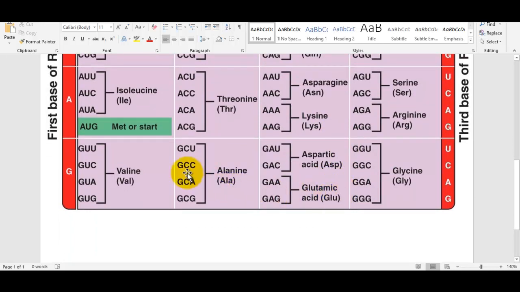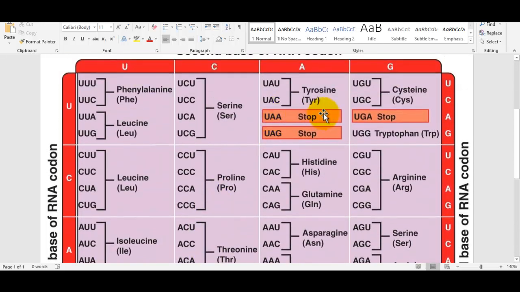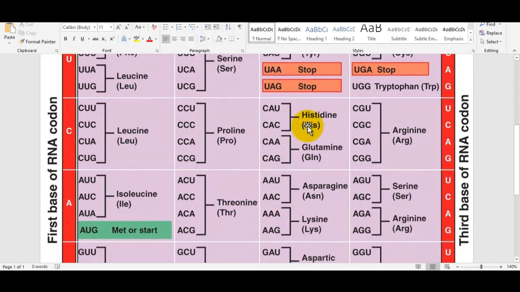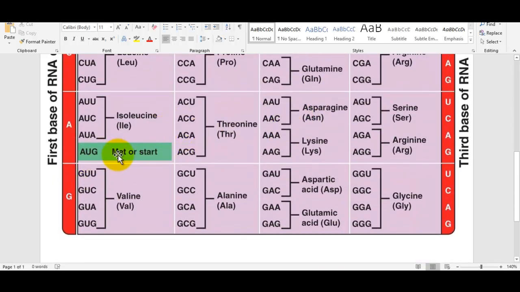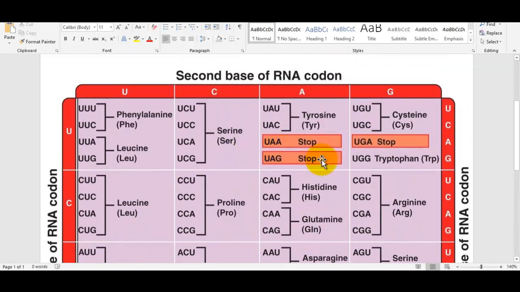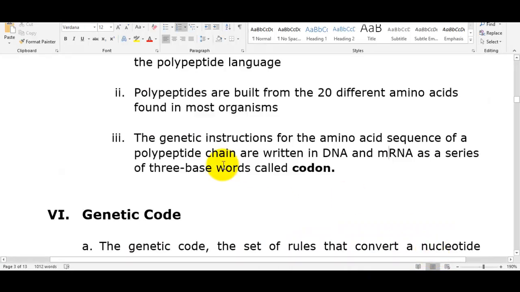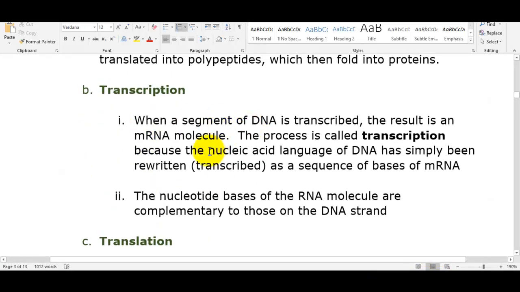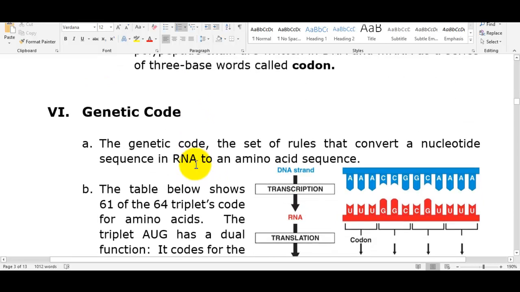Glutamic acid, alanine, and then this is actually a start codon, MET, methionine. And then these are called stop codons. So there's a process that gives an indicator of when to start making a protein, and then these will stop that. Otherwise, you'll end up with abnormalities, mutations, things like that. All right, so that essentially is transcription and then translation.